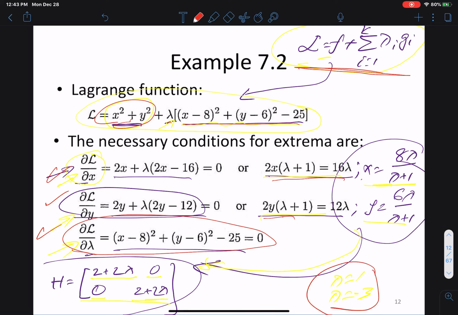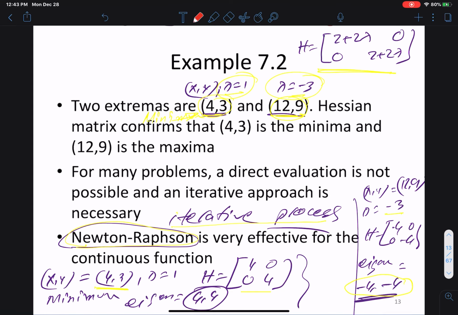So now also get back to the Hessian matrix over here. If I take the second derivative of this one with respect to x, I get 2 plus 2 lambda, and with respect to y, I get 0 for this function over here, right? Second derivative with respect to x is 0, with respect to y is 2 plus 2 lambda. So this is my Hessian matrix, right? So I have both of them, right? So now this is x and y when lambda equals 1. This is x and y value when lambda equals -3.